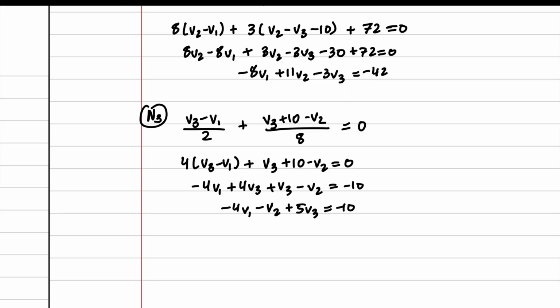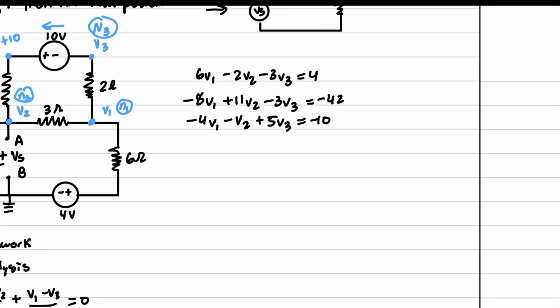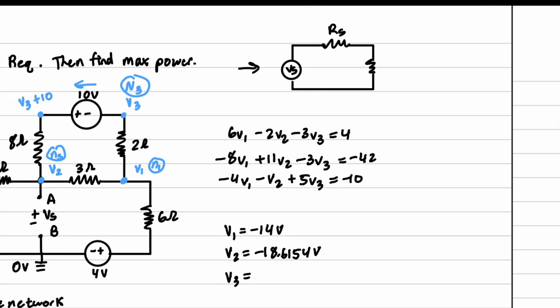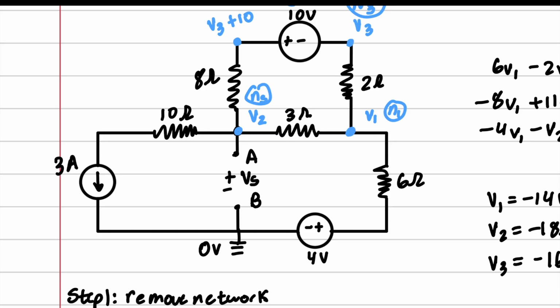I'm going to go ahead and put this in a matrix, and we're going to solve this out, and I'm going to get V1 equals negative 14 volts, V2 is equal to negative 18.6154 volts, and V3 is equal to negative 16.9231 volts. Okay, and we can see here that Vs is just V2 because it's the voltage difference from ground to V2, so it's just going to be that magnitude.